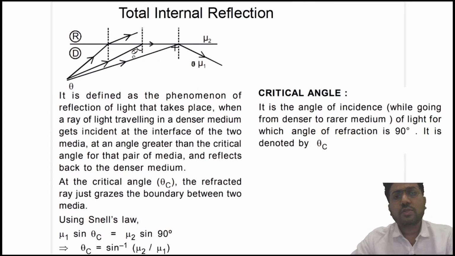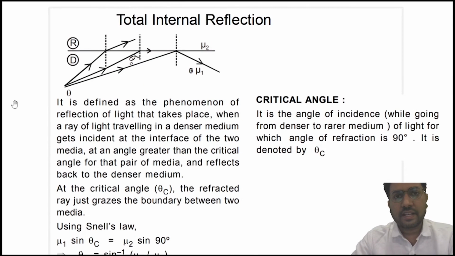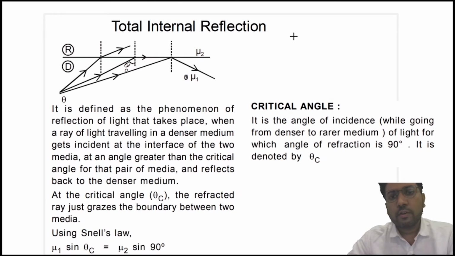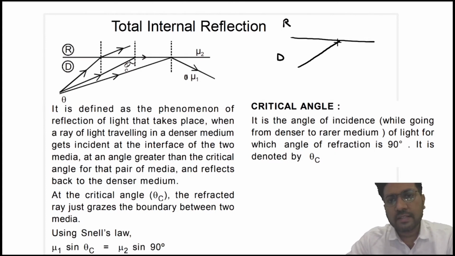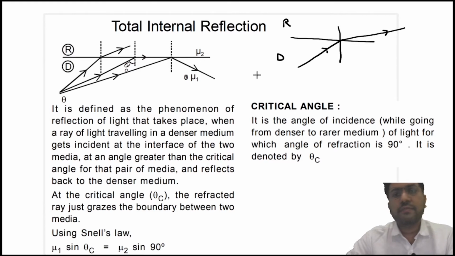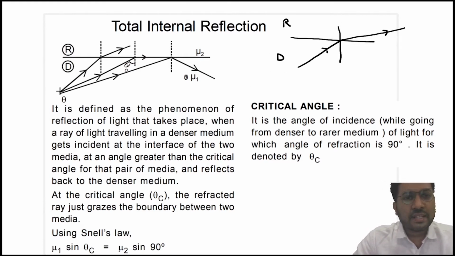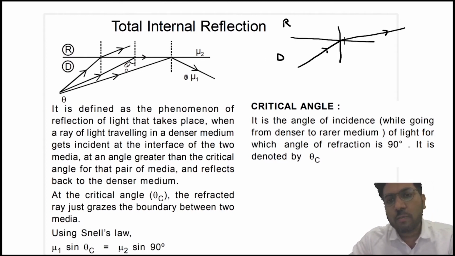Now, what is total internal reflection and critical angle? We know that when light travels from a denser medium to a rarer medium, it bends away from the normal, right? Now, at one particular angle of incidence, it might happen that it bends so much that it starts to graze the surface, right? It starts to graze the surface.